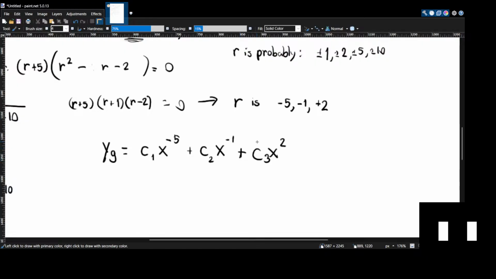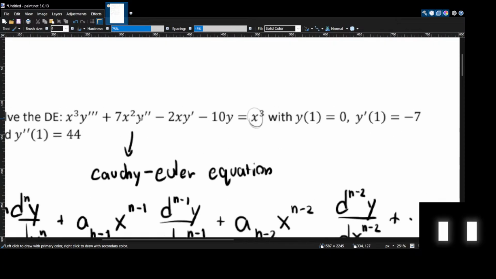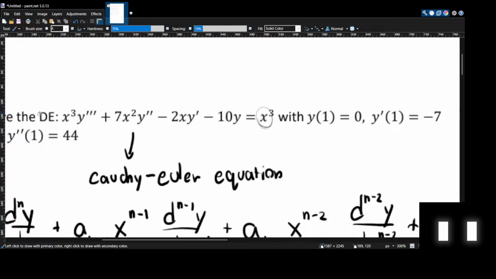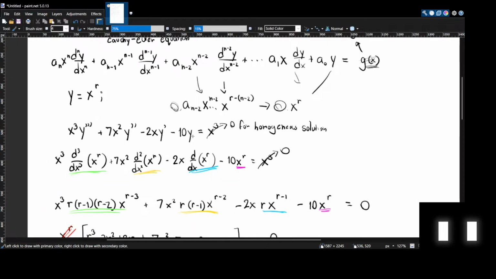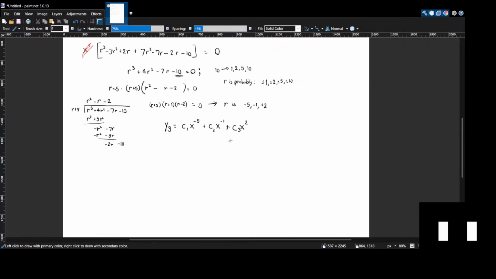That means we can choose any C1, C2, and C3. It can be like 1, 2, 3, or it can be like 5, 6, 7, or it could be anything. And if you plug this YG back into this, the right hand side is going to turn to 0, which is the homogeneous solution. So that's our YG.